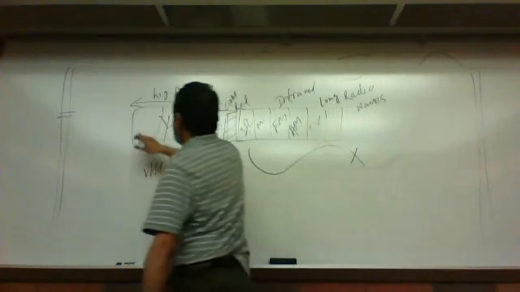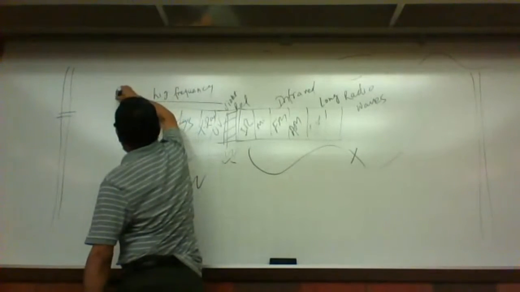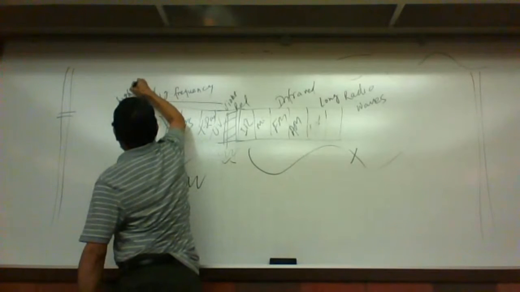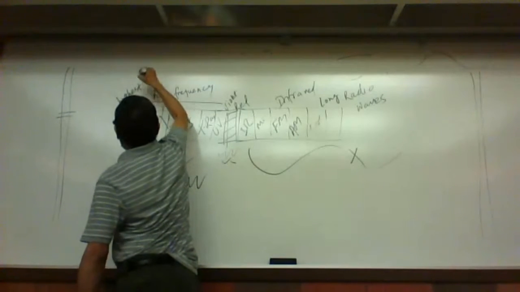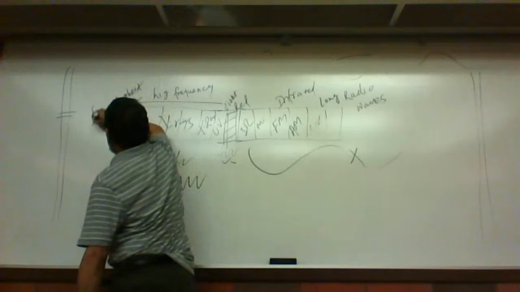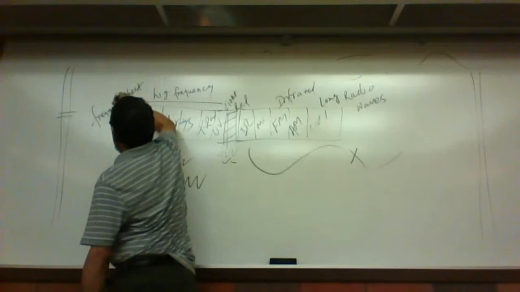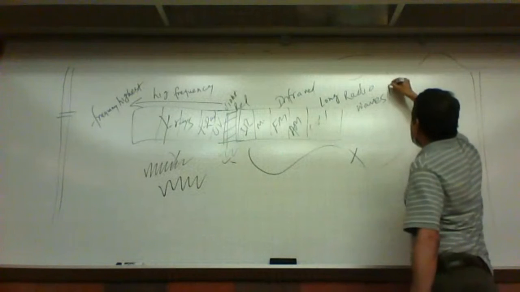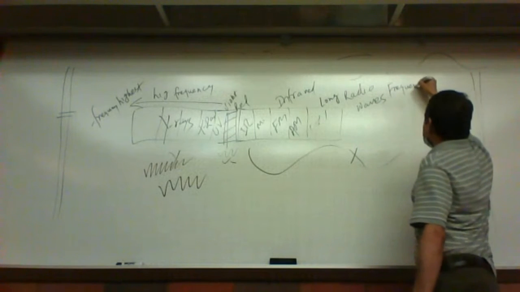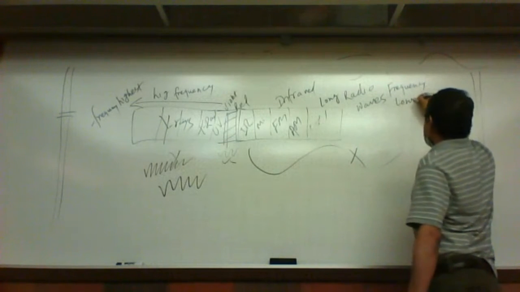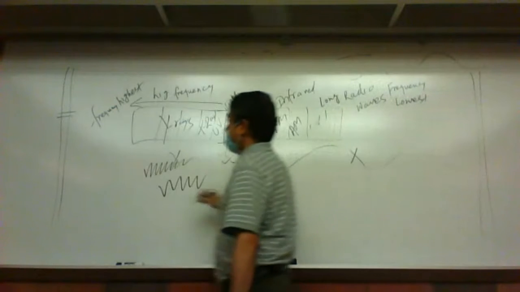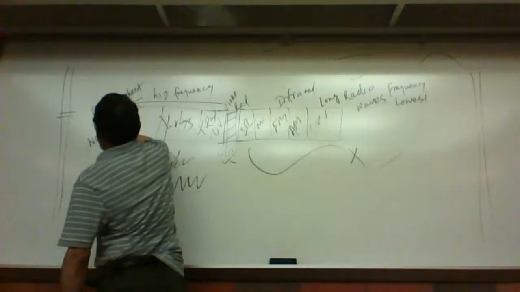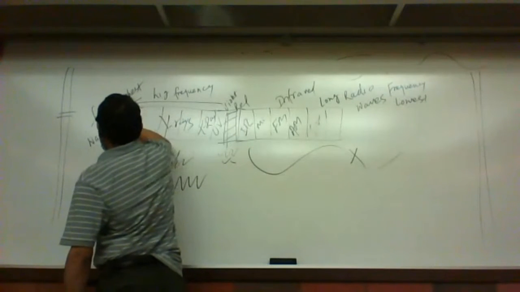So see, the frequency is highest in this one. And the frequency is lowest in this one. Frequency lowest, and then wavelength highest. Wavelength lowest here.